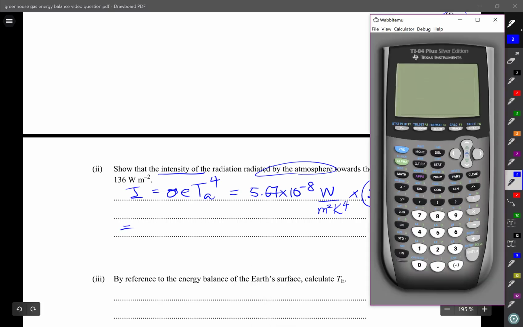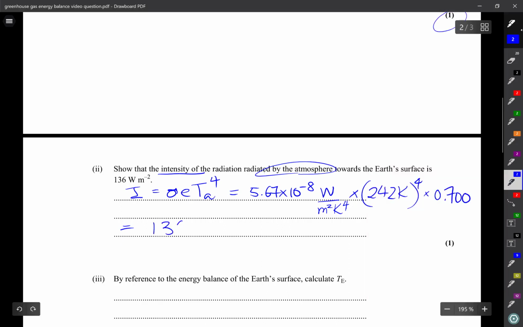And now if we put it in our calculator, 5.67 times 10 to the power -8 times 0.7 times 242 to the power of 4, we get 136 watts per meter squared. And Ivy likes you leaving that with only the exponents and not writing it over.